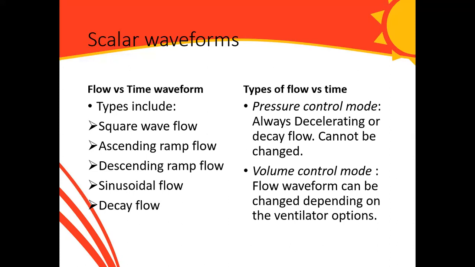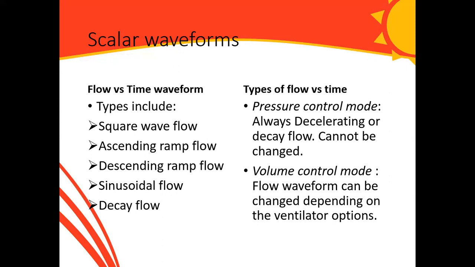If the patient is on pressure control mode, remember that the flow versus time waveform is always decelerating. The pressure goes up and comes down, so it gives a decelerating pattern, and this waveform cannot be changed. You remember in pressure control, it's pressure limited. Maybe your inspiratory pressure, you set it at 25 or 30. This cannot be changed because it has already been set.